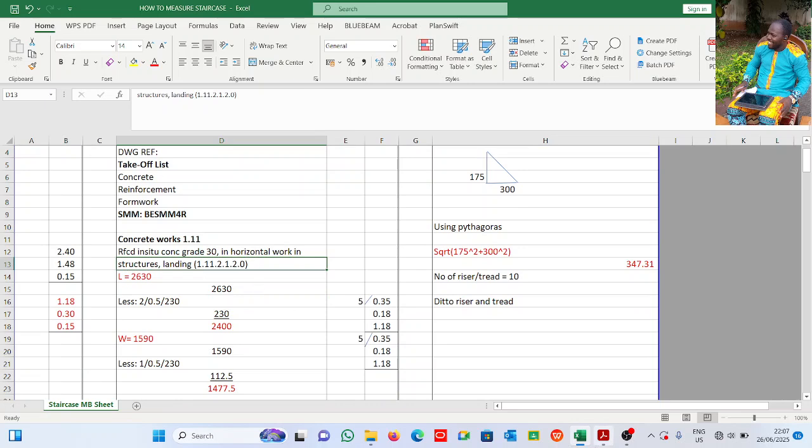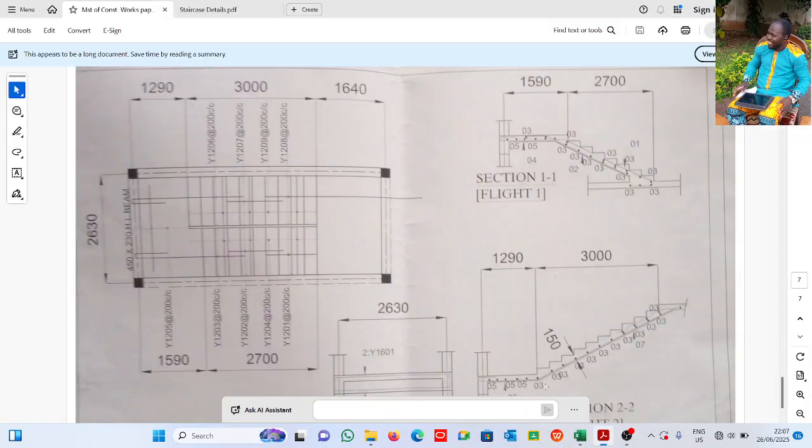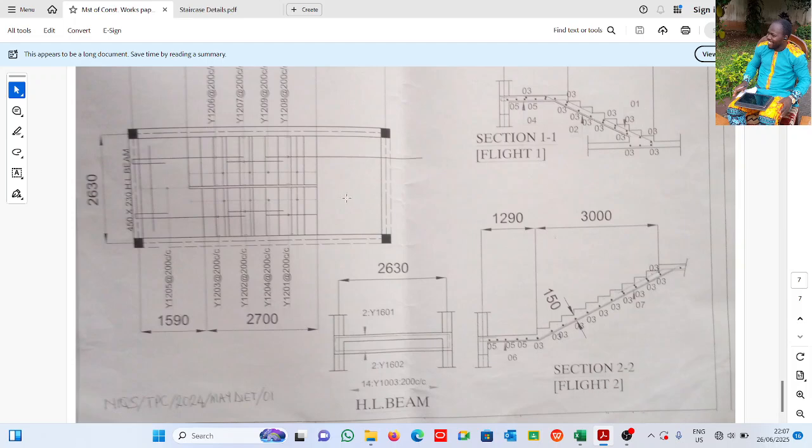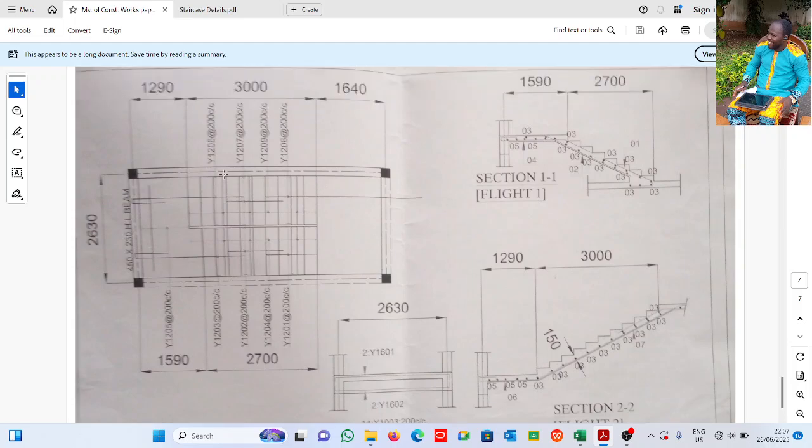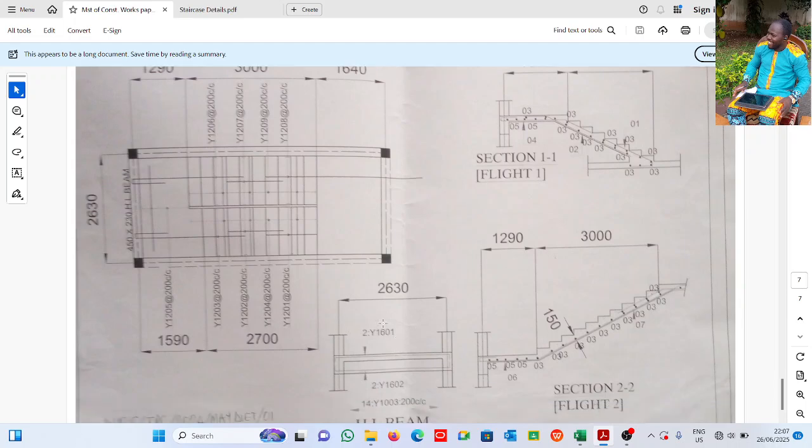Now, of course, let's come back to this design here. This is a sample of a staircase. If you look at it very well, these are reinforcement details, Y12 at 03 and so on. You can see them here. And we are told that this is an HL, a high level beam. Of course, this will be high. This is a high level beam. We are also given the details.